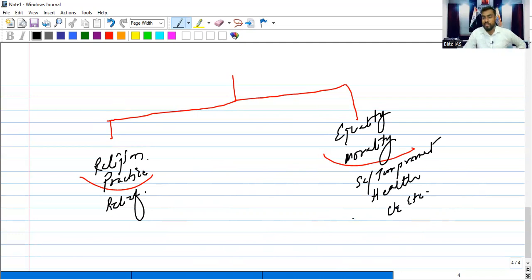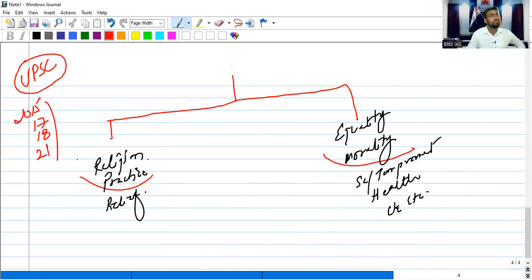How are you going to deal with these issues? And trust me, this is a favorite topic of UPSC. In 2015, they asked a question in the main examination. In 17, they asked in the main examination. In 18, they asked in the main examination. And even in 21, they have asked in the main examination. One question almost every year is coming from this domain. What should be your stand?